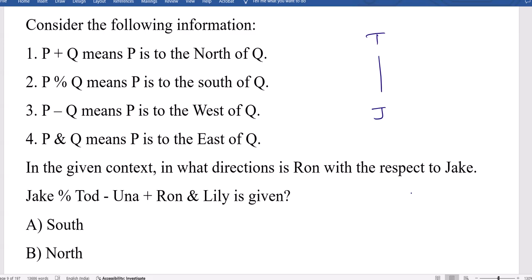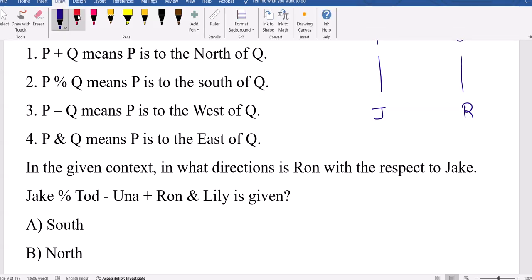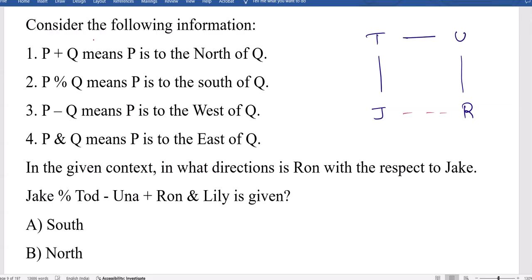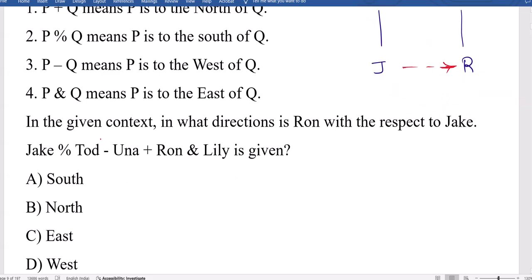Todd is west of Una. West means left side. For Una, left side is Todd. Una plus Ron: Una is north of Ron. North, Una is above Ron. Now, the question I asked is regarding Ron with respect to Jake. Ron is in which direction of Jake? East. Go with east. Ron with respect to Jake is east. Lily is there, but I'm not going with that Lily case, so we can go directly east.